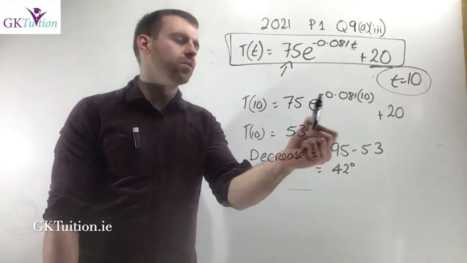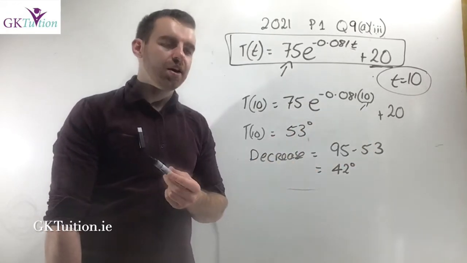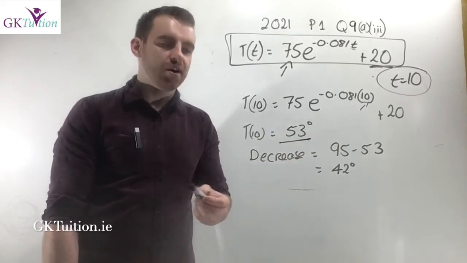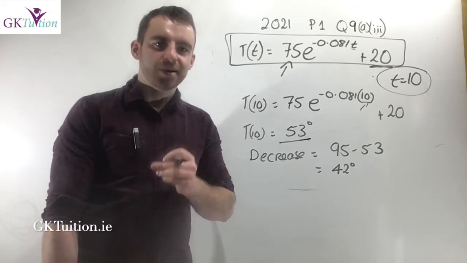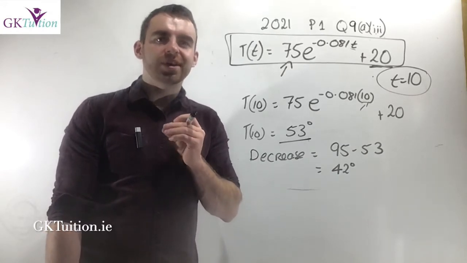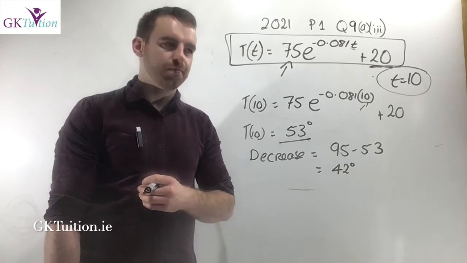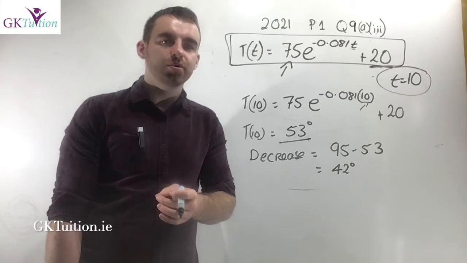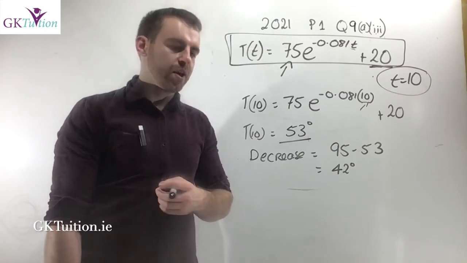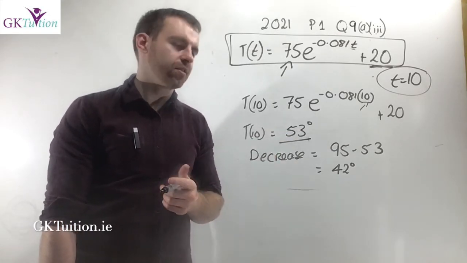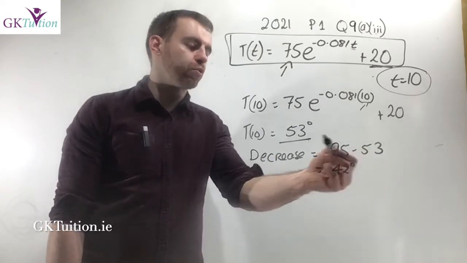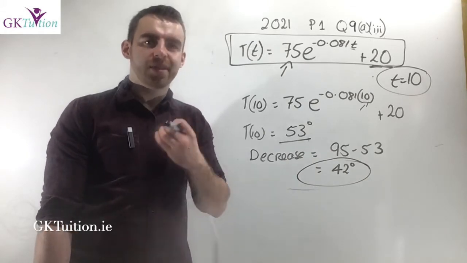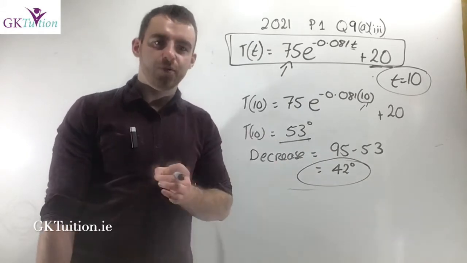If you plug all of this into your formula with a 10 instead of a t, you end up with the temperature after 10 minutes is 53 degrees. I've rounded that one to the nearest degree. That's not what you were asked for though. You were asked for the decrease in the temperature after 10 minutes. From the first part of the question, we acknowledged that the moment the coffee is brewed, it's 95 degrees Celsius. 10 minutes later, it's 53 degrees Celsius. So to work out the decrease, we just subtract them. 53 from 95 tells me that in the first 10 minutes, the coffee decreases in temperature by 42 degrees.